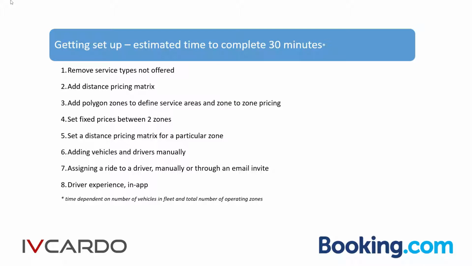We have added a selection of default services, and these need to be tailored so they reflect the actual services you offer. Next, how to set a distance pricing matrix from a collection address to a destination, or creating polygon zones to define the service areas that you operate in, and also to create zone-to-zone pricing if you have special rates between fixed points. You can also set a distance pricing matrix for a particular zone. For example, you can create a zone around an airport, and you can set a specific distance pricing matrix for bookings that start from that airport, or any point of interest.